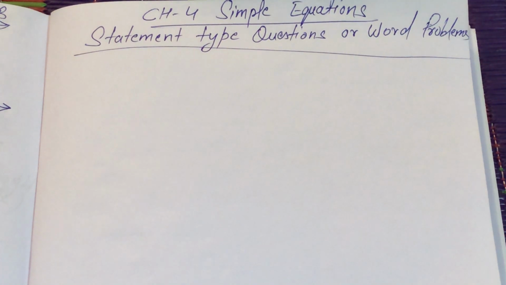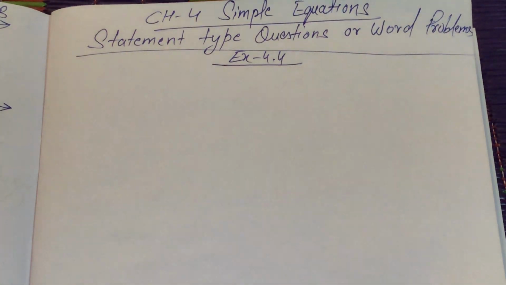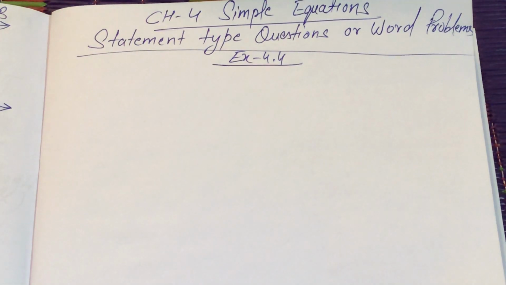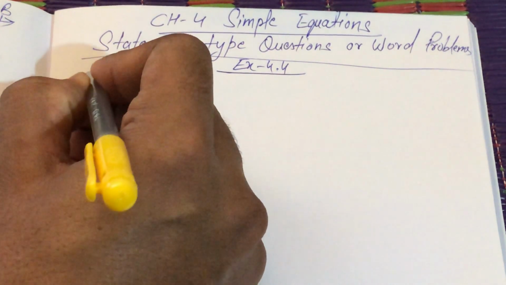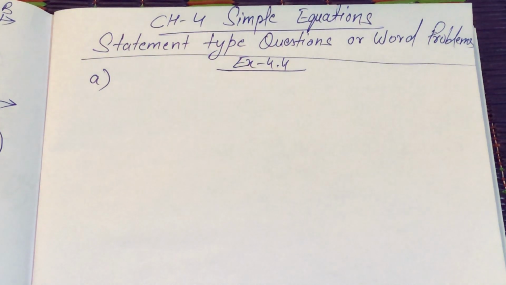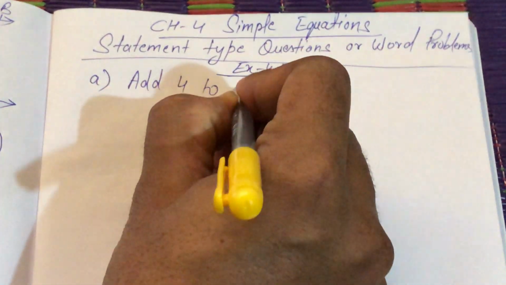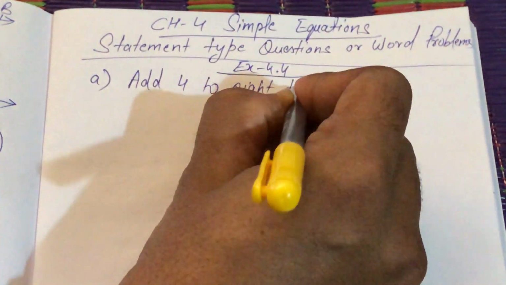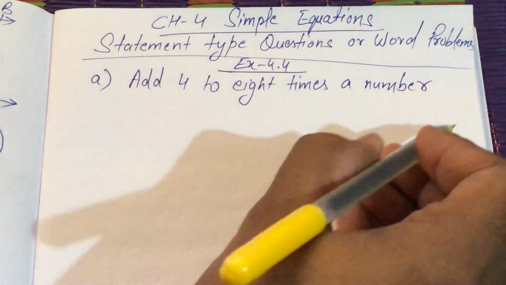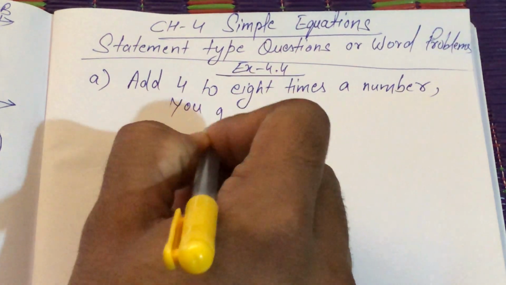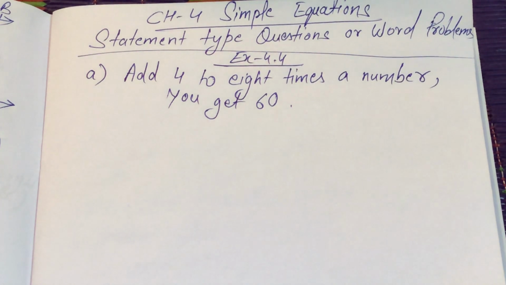So let's start. Your exercise 4.4 is there, that is the exercise we are basically going to solve, because all the questions are statement type. See, the first question: add 4 to 8 times a number, you get 60. Add 4 to 8 times a number, you get 60.